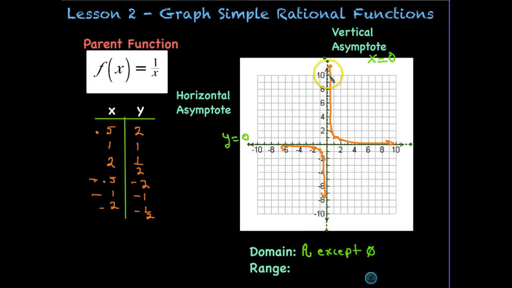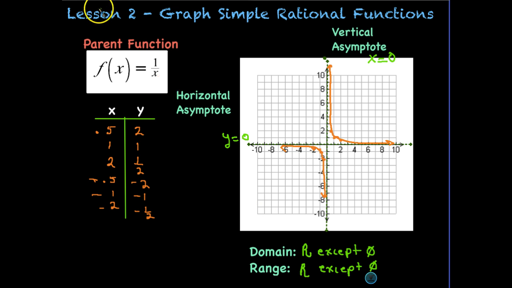Our range is the y-axis, up and down. Well, notice that this leg is going to go up to infinity forever, and this leg is going to go down to negative infinity forever. However, there's a break in here where the asymptote is. So once again, our range is going to be all reals except where y equals 0.